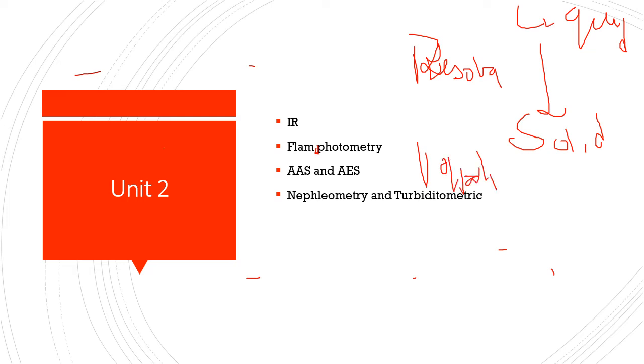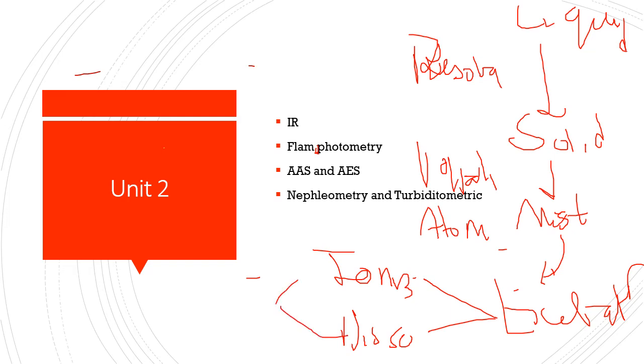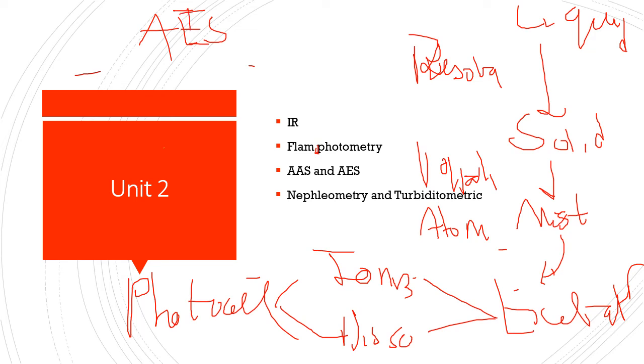atomized to form small mist or gaseous particles. This further undergoes excitation due to exposure to the flame and may ionize and dissociate. This is then detected by the detector or the photocell. So flame photometry is basically atomic absorption or atomic emission spectroscopy, depending upon the nature. It can be atomic emission also, it can be atomic absorption as well, and that is very, very important.